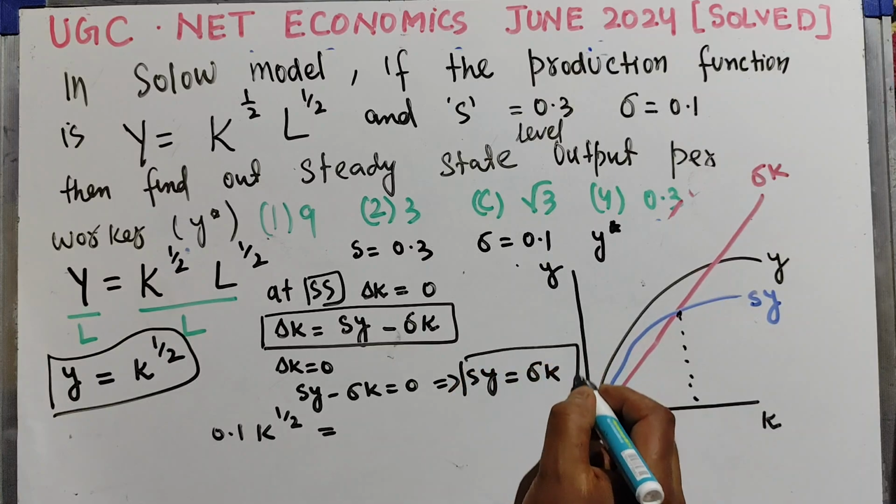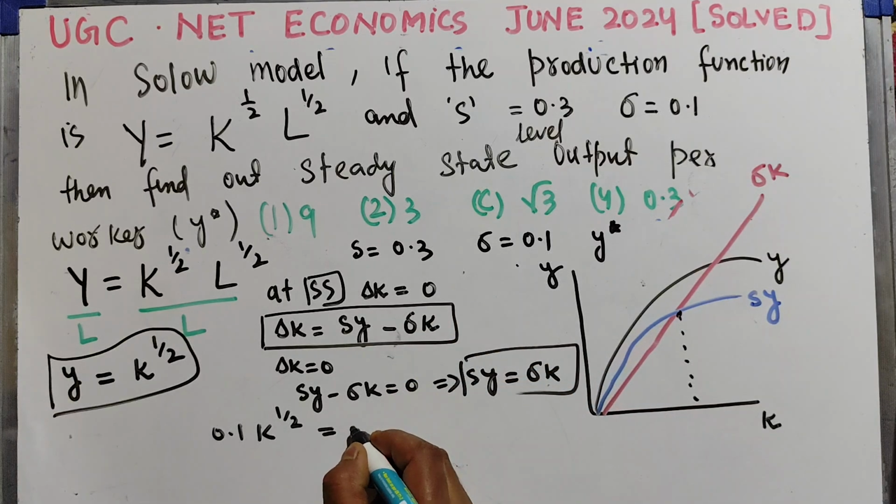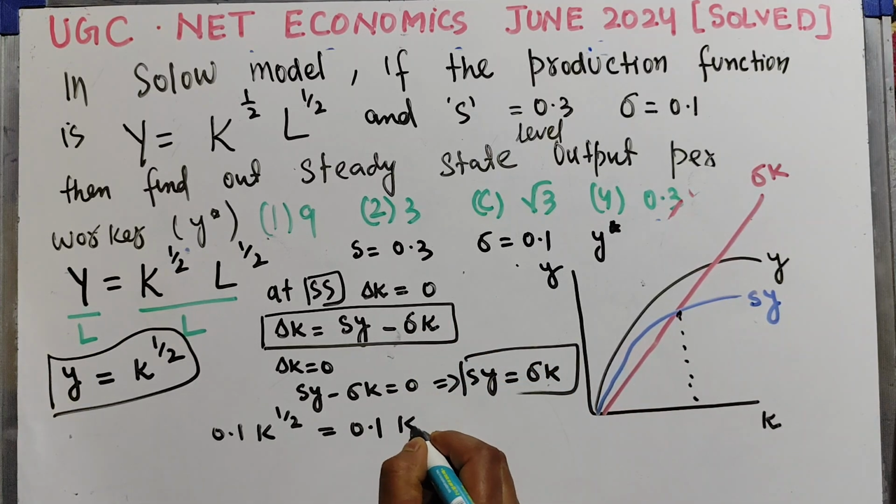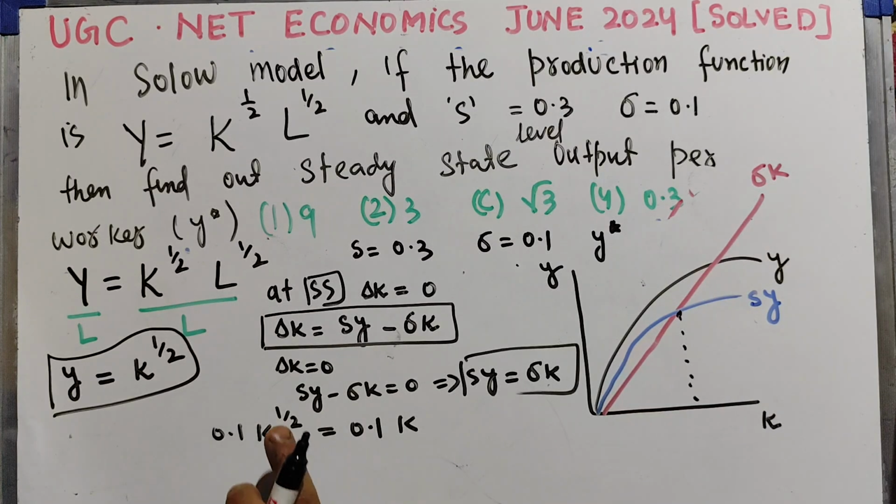Delta is given as 0.1 and we have k. Sorry, we have s equal to 0.3 here. So we can write 3 upon 10. So we have 3 upon 10 times k raised to the power 1/2 is equal to 1 upon 10 times k. So 10 and 10 get cancelled on both sides.